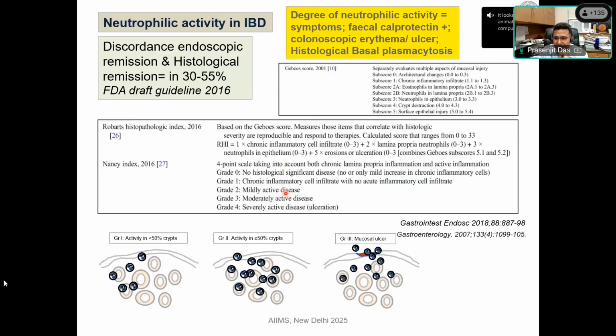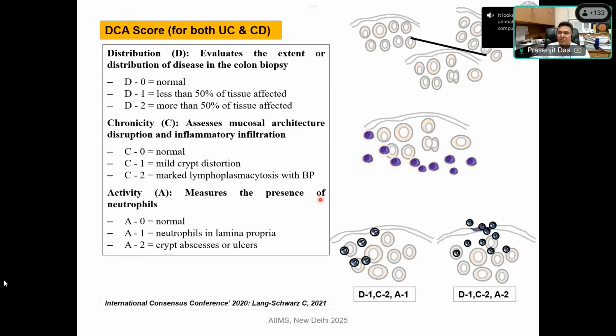Grade 2 is mildly active disease. It is very focal. Here you can see it is involving less than 50% of the crypt area. Moderate means it is involving more than 50% of the crypt area. And severe is very easy: whenever you identify any ulcer or erosion, it is Nancy grade 4. So first thing you have to see in your microscope very quickly is whatever we have discussed till now, that approach you have to follow. And if you find it is IBD or UC, and then you find there is ulceration, it is straight Nancy grade 4. Is that clear? So this is how grading is done.